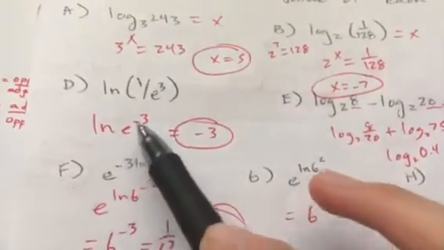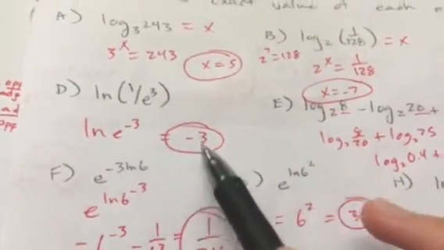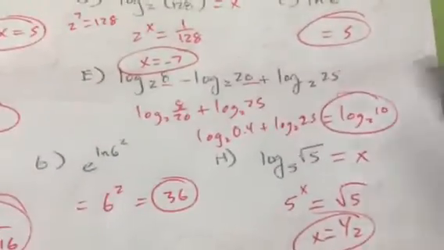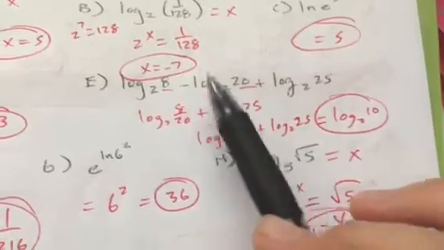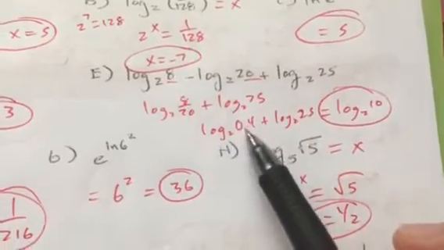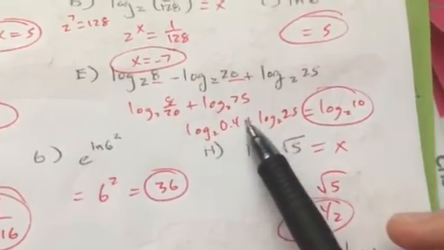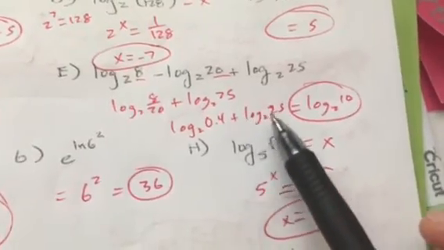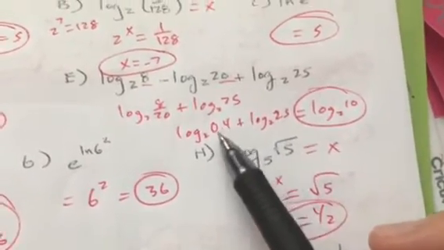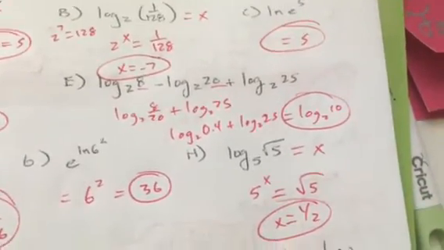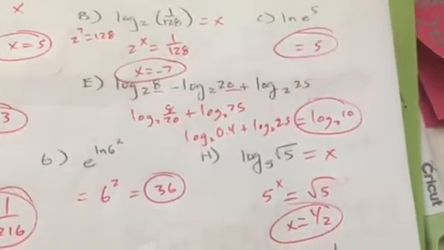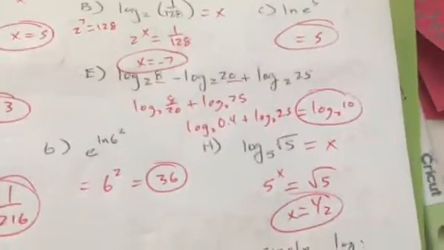This is natural log of e to the negative third, gives you the answer of negative 3. We talked about that a bunch. When you have the same base, subtraction means division. 8 over 20 is 0.4, so you have log base 2 of 0.4 plus log base 2 of 25. Just going to do now 0.4 times 25, log base 2 of 10. Log base 2 of 10, which we'll just leave as that.